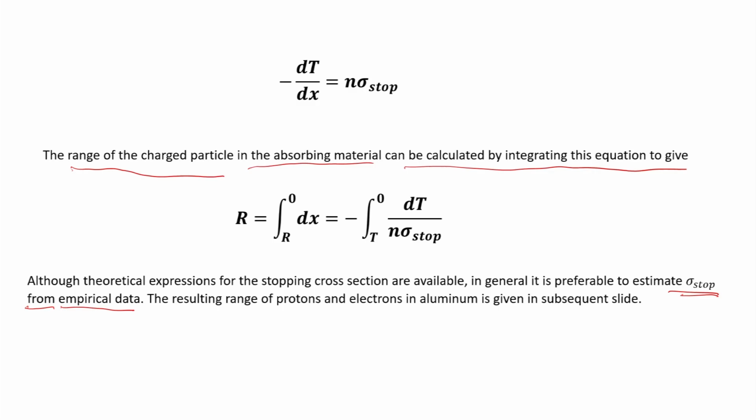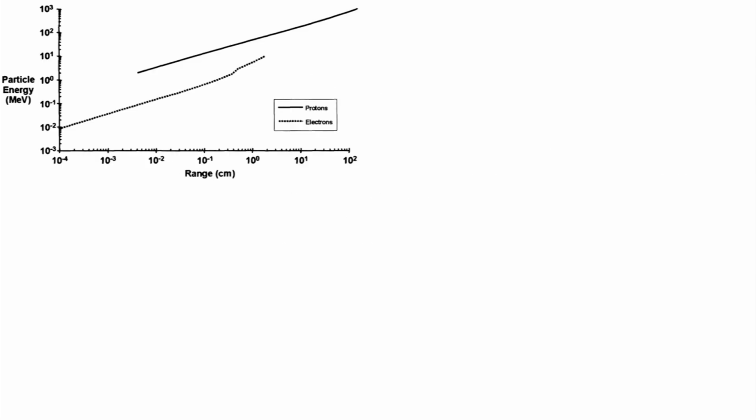So, if you do that, then the resulting range of the protons and electrons in aluminum has been calculated, and we will show it in the subsequent slide and explain the meaning of the range and these two terms. In this figure, the y axis is the particle energy in mega electron volt, and the x axis is the range given in centimeter, and these are the two curves.